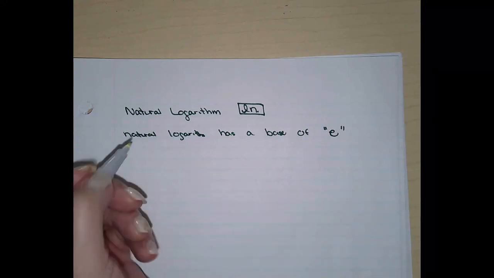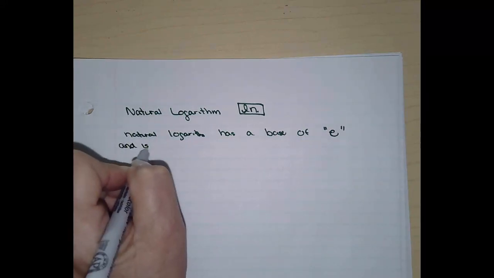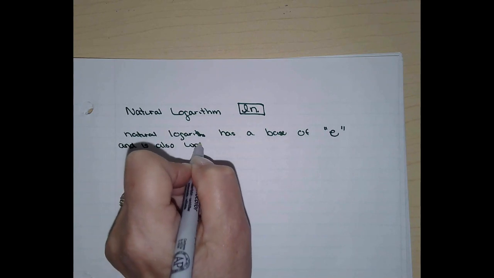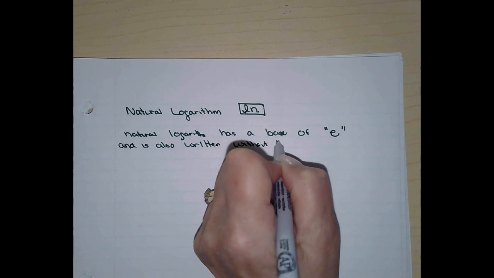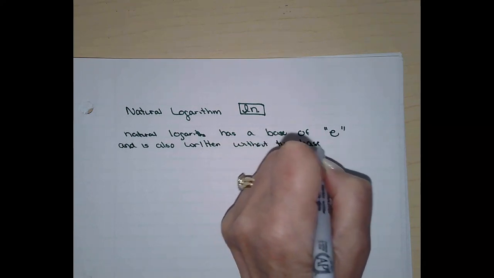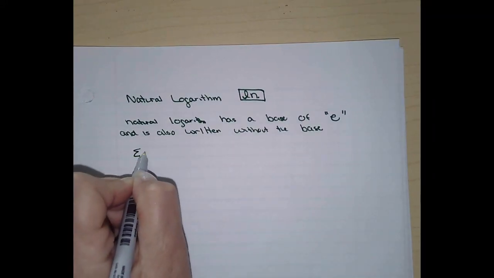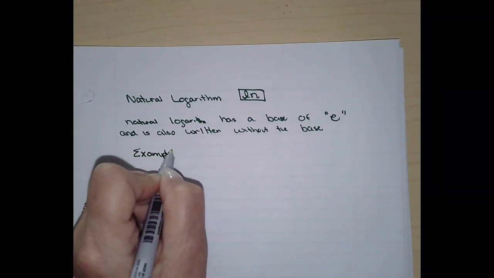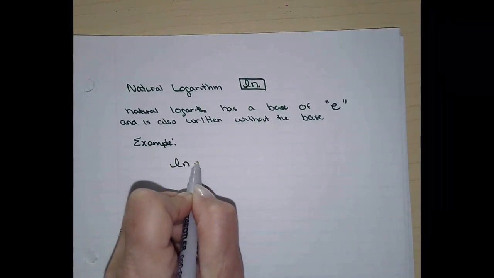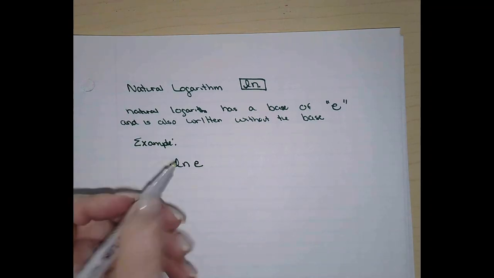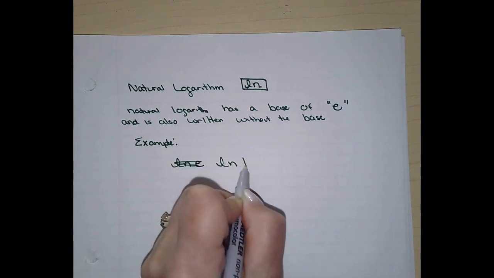And it is also written without the base, because it's understood that the base is e. Just like the common logarithm, it is understood that the base is 10, so we don't bother writing it. So for example here, if I had something like the natural log of 10.